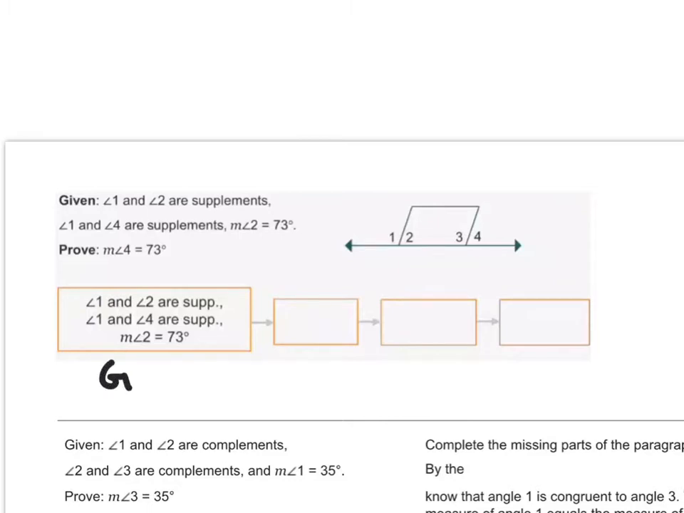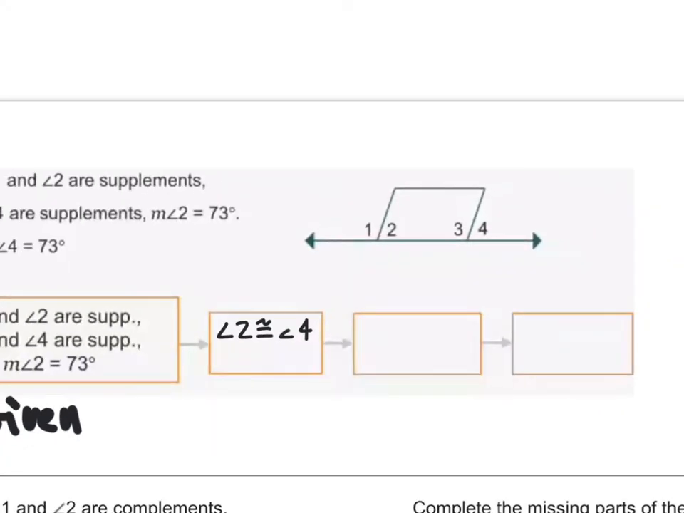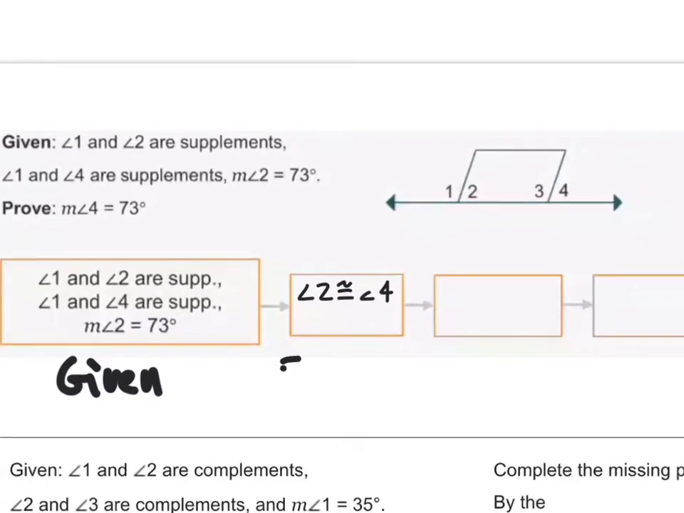I'm going to say that this is given. What we know is that angle 1 and 2 are supplements, meaning they add up to 180. And I know that angle 1 and 4 are also supplements. That's given to us. They also add up to 180. So what we can conclude is that angle 2 is congruent to angle 4. The reason I know that is the congruent supplements theorem.